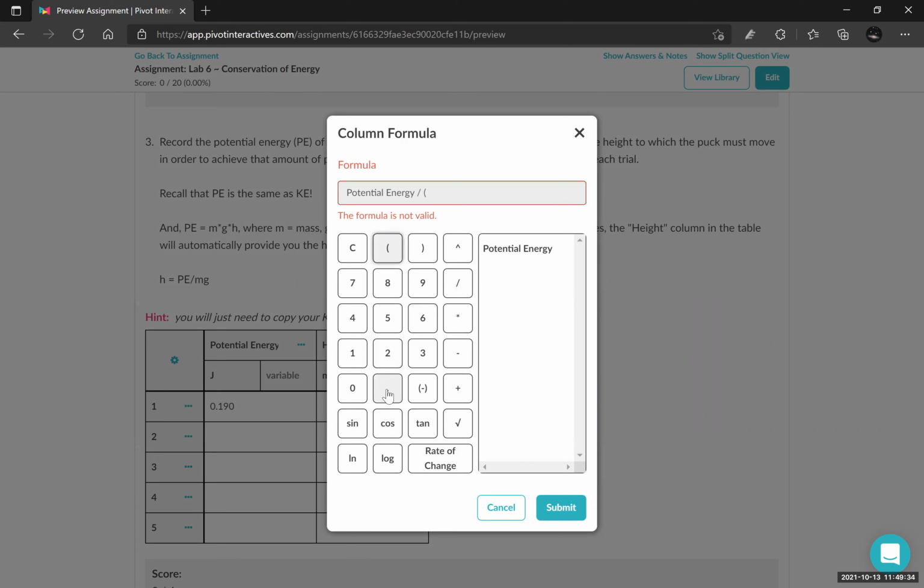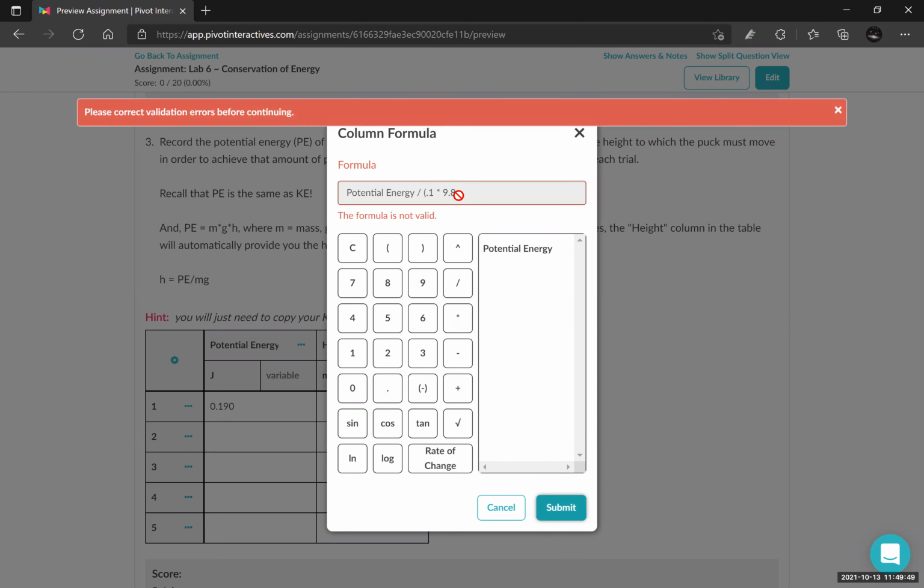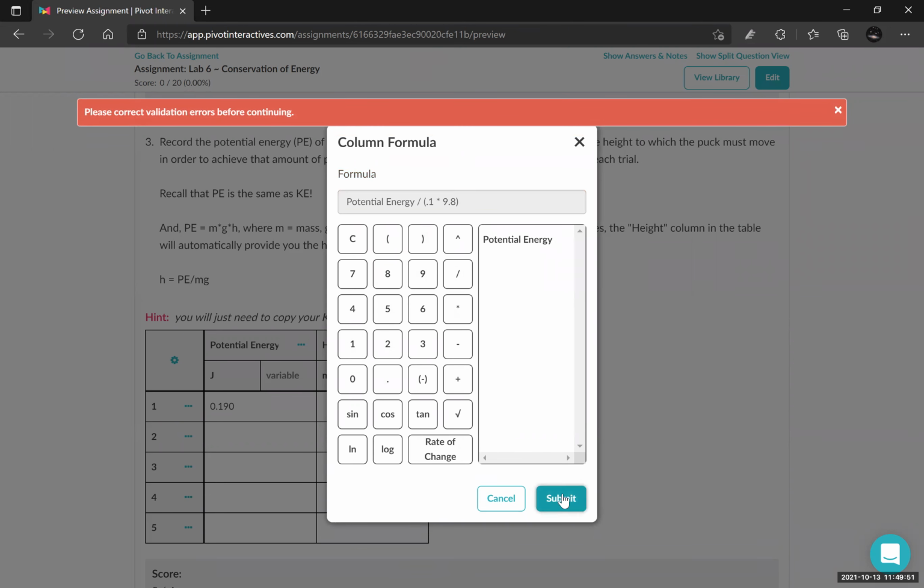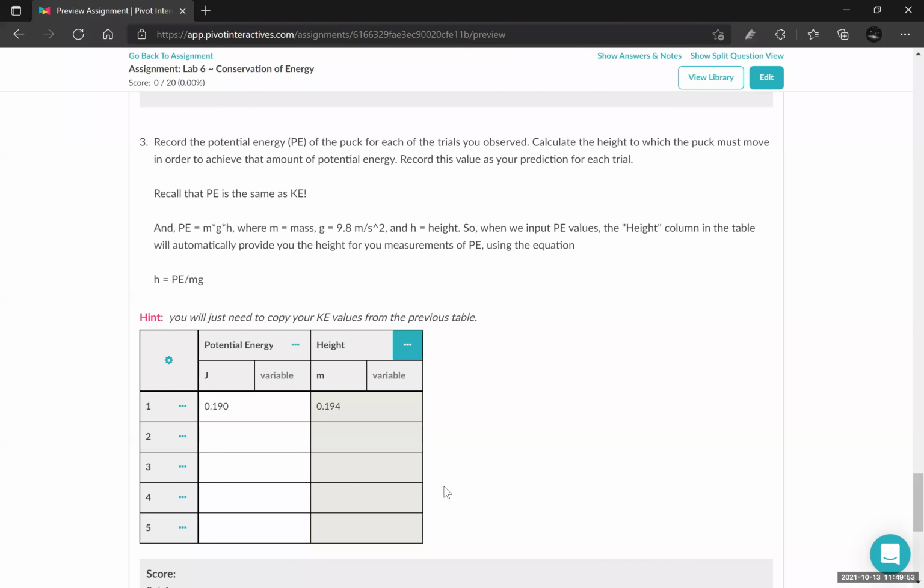100 grams converted to kilograms. So let's say it will be whatever mass you have, let's say 0.1, times 9.8. If you do this, submit. Oh, I forgot to close the parentheses. Submit, and then you have your height. That means it's going to go 0.19 meters, or 19 centimeters, until it stops.